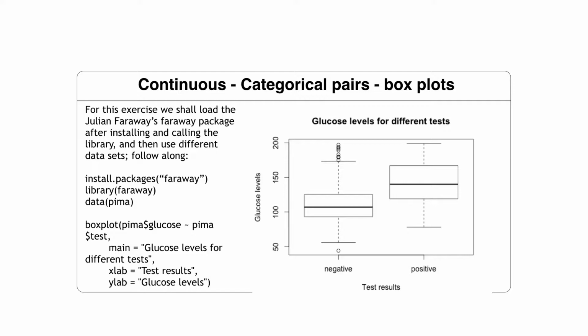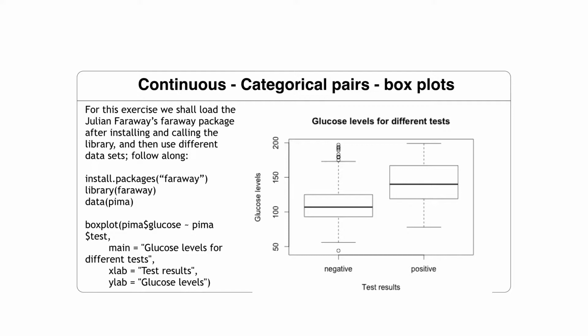And then you separate your outcome variable. You write the outcome variable first, and then you write your explanatory variable next. The outcome variable is a continuous variable, so that gets written first. The explanatory variable is a categorical variable, particularly and only for box plots, so that's written next. And then you specify the title of the box plot, in this case glucose levels for different tests. You label the x-axis, which is test results, and you label the y-axis, which is glucose tests.